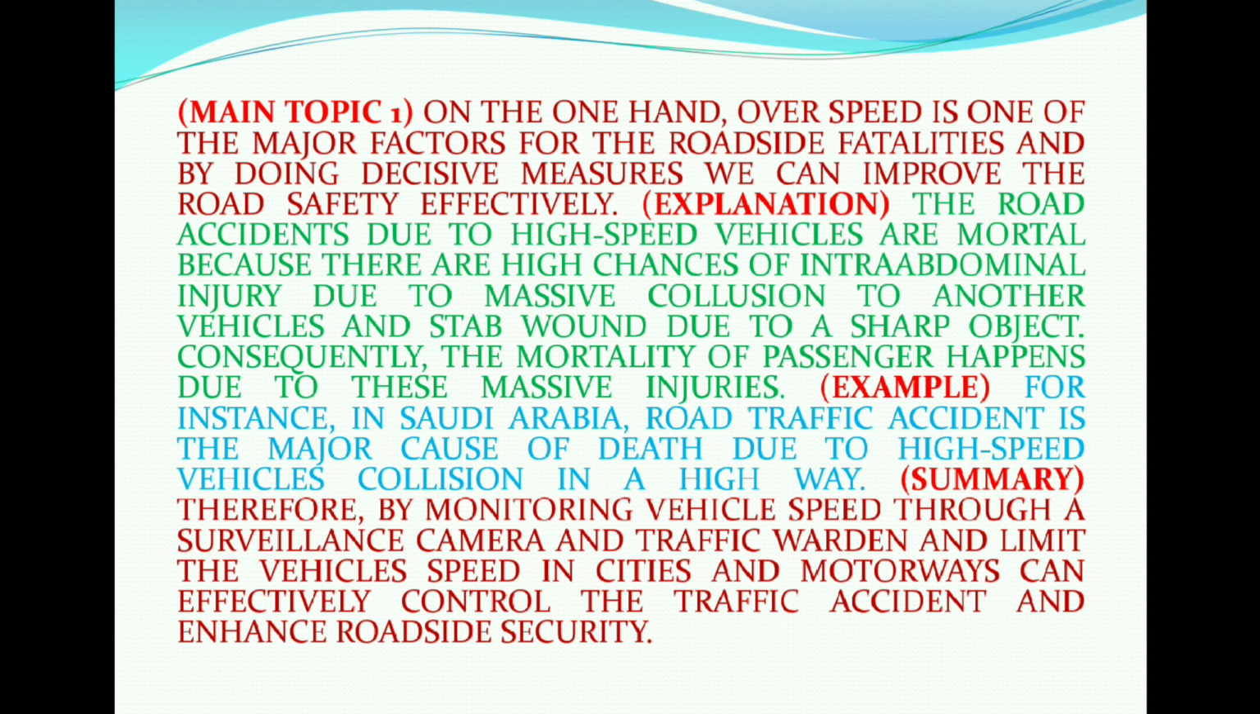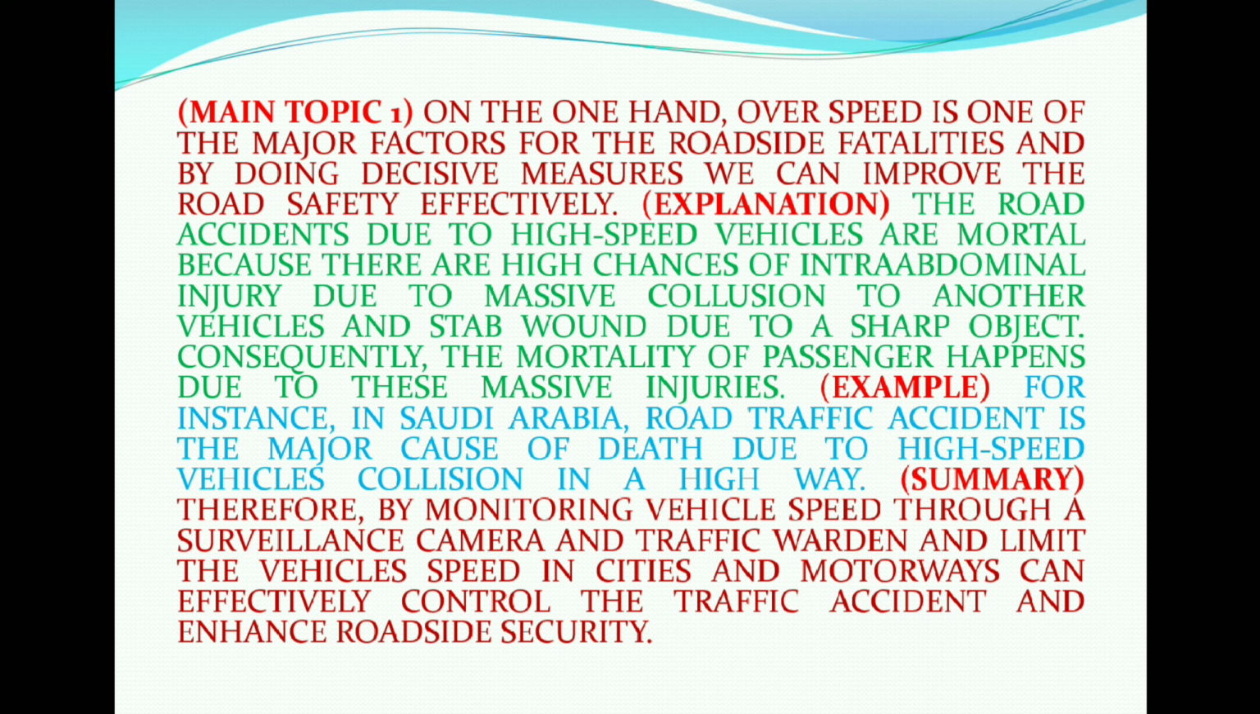So I said that therefore, monitoring vehicle speed through surveillance cameras and traffic wardens and limiting the vehicle speed in cities and motorways can effectively control traffic accidents and enhance road safety or road security, right? So it is really good to use this kind of advanced technology, surveillance cameras and traffic wardens, and limit the speeds in particular areas. This kind of technology is being used in Arabian countries nowadays. So I thought that I should cover these in the summary task, right?